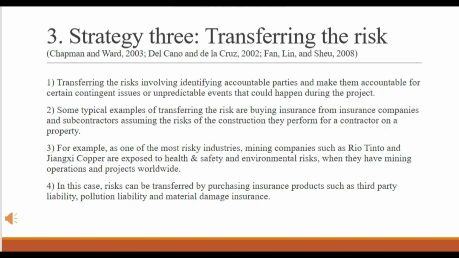For instance, as one of the most risky industries, mining companies such as Rio Tinto and Jiangxi Copper have large exposure to health and safety and environmental risks when they have mining operations and projects around the world. These risks could be transferred by purchasing corresponding insurance such as third-party liability, pollution liability, and material damage insurance.